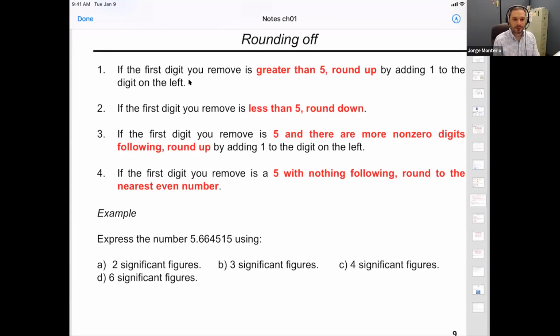Rule number 3. If the first digit you remove is 5, and there are more non-zero digits following, round up by adding 1 unit to the digit on the left. And rule number 4 is a little bit of a gray area, so we will follow what the textbook tells us. If the first digit you remove is a 5, with nothing following, round to the nearest even number.